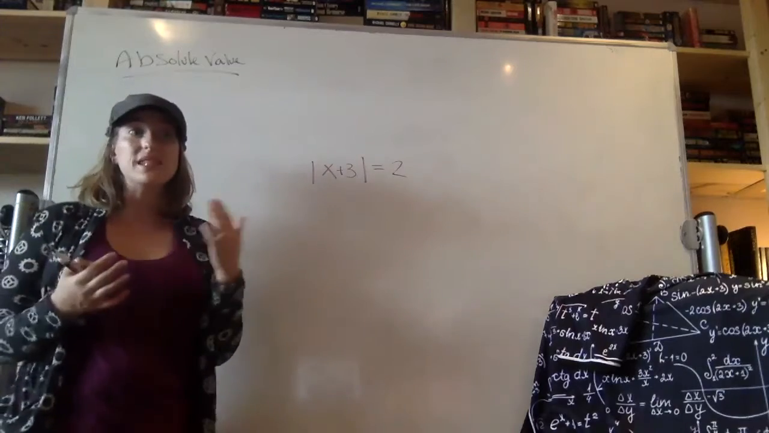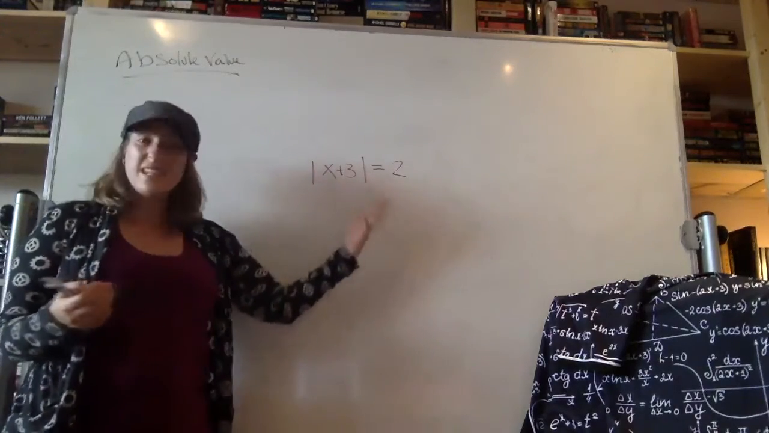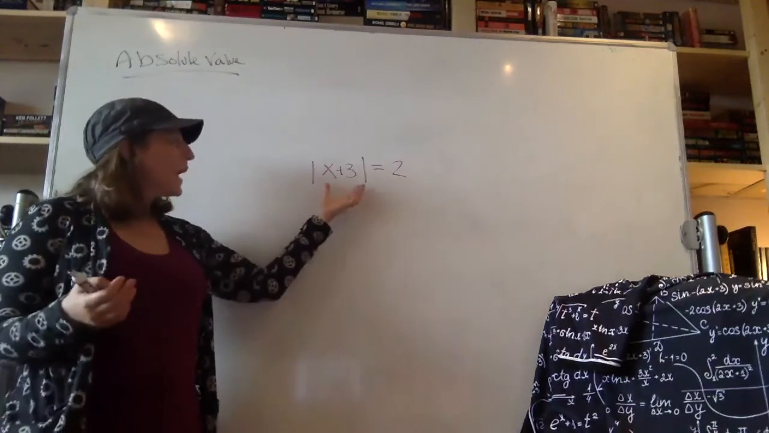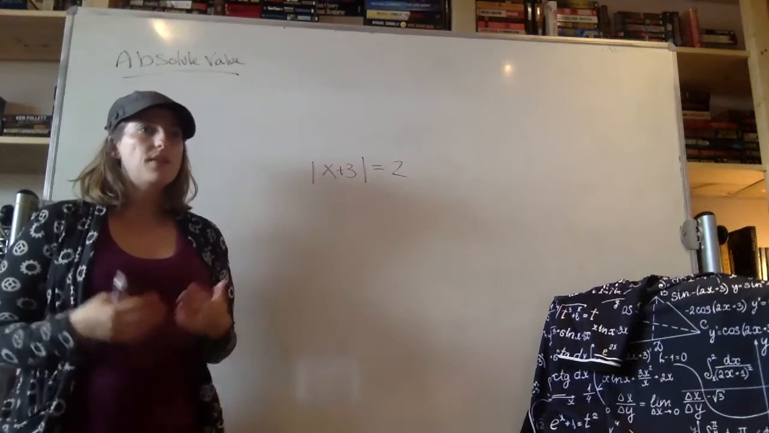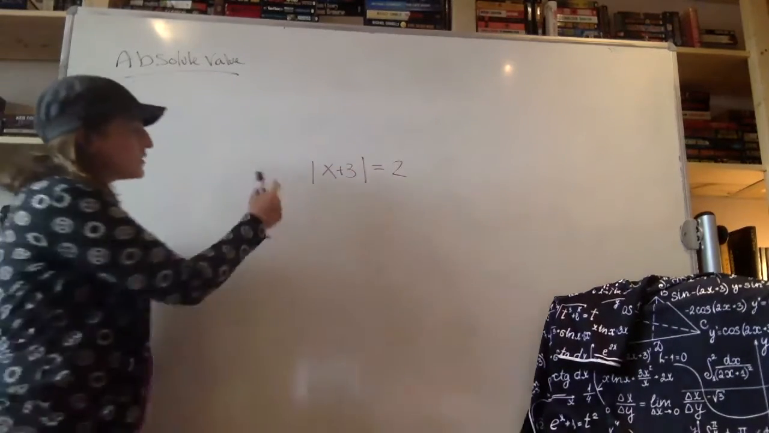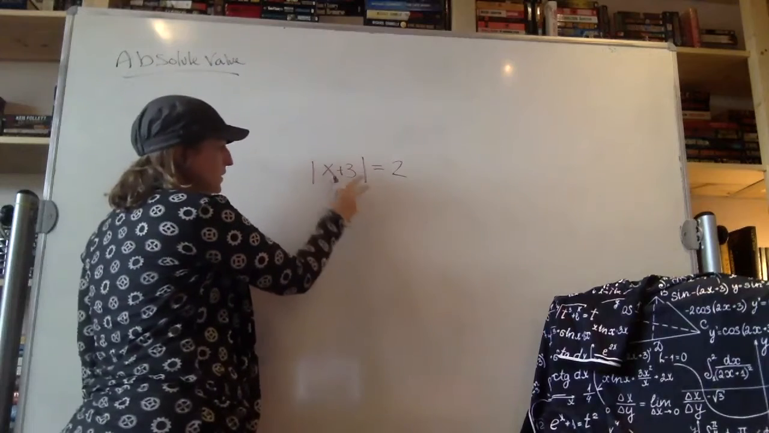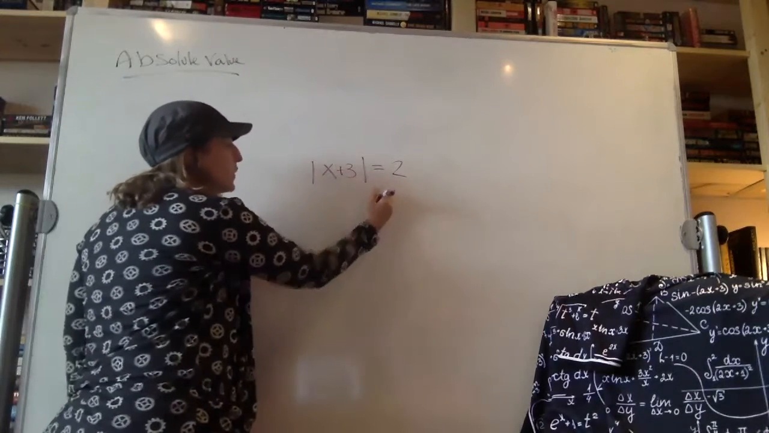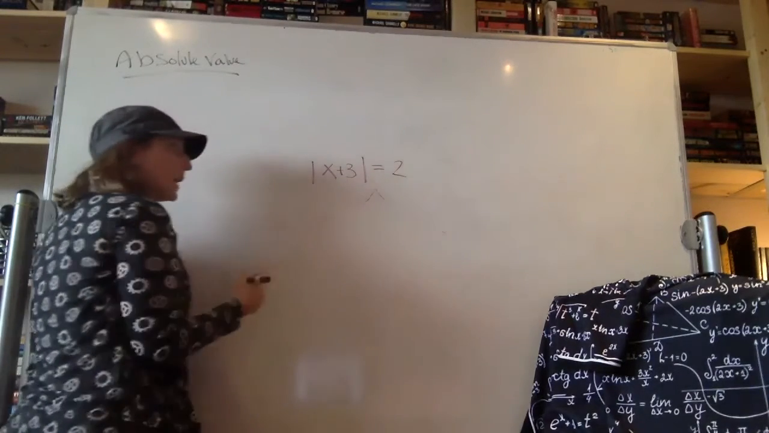That means absolute value is never negative, right? Because a distance is a positive number. So we can think of absolute value as getting rid of the negative. So what does that mean in this case? Well, that means in order to solve this equation, the absolute value of x plus 3 equals 2, two things can be true. We have two possibilities.